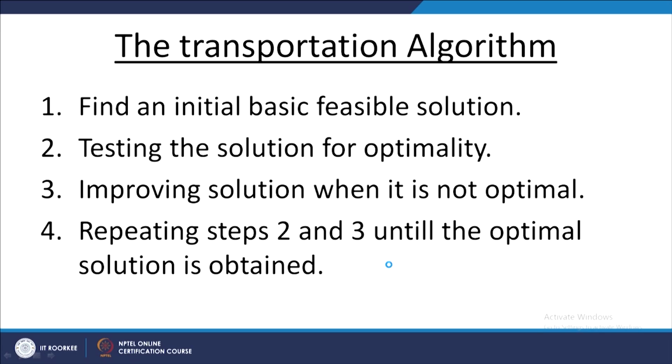Now, the transportation algorithm has the following 4 steps. Number 1, we need to find an initial BFS to initiate the algorithm. Second step is to test the solution for optimality. Third, improving the solution when it is not optimum, and repeating steps number 2 and 3 until the optimum solution is obtained.